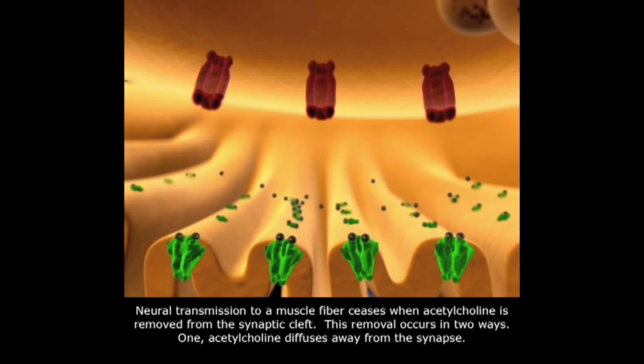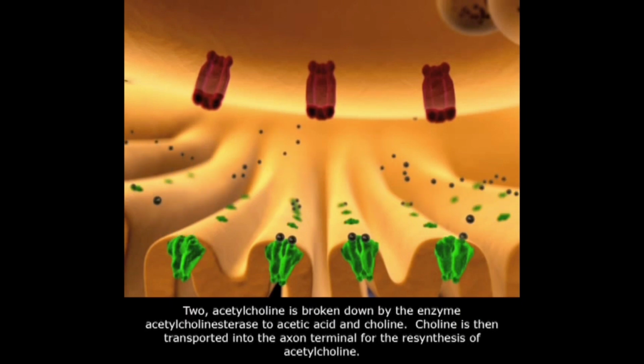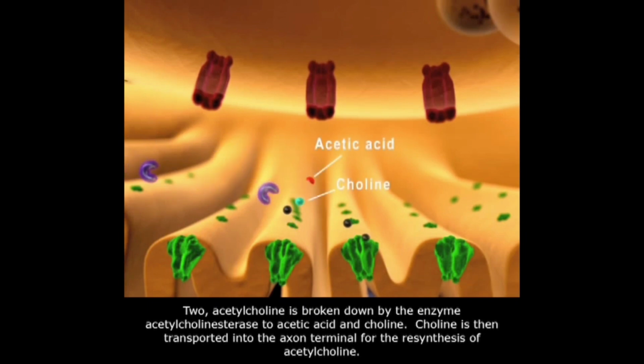Neural transmission to a muscle fiber ceases when acetylcholine is removed from the synaptic cleft. This removal occurs in 2 ways. 1. Acetylcholine diffuses away from the synapse. 2. acetylcholine is broken down by the enzyme acetylcholinesterase to acetic acid and choline. Choline is then transported into the axon terminal for the resynthesis of acetylcholine.